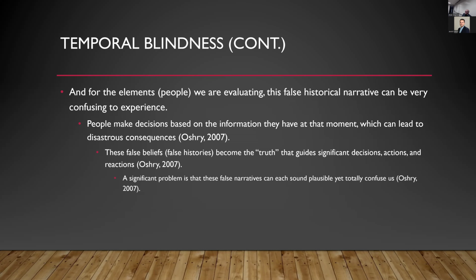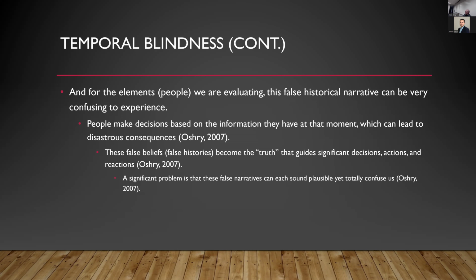So people get confused if they have a false narrative about the system they're a part of, or any of the systems they're a part of. People make decisions based on that information, and it's the information they have available at that moment. And that false information leads to disastrous consequences. These false beliefs, false histories, become the truth that guides their significant decisions, actions, and reactions.